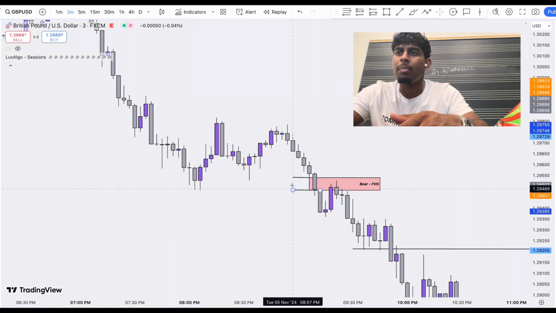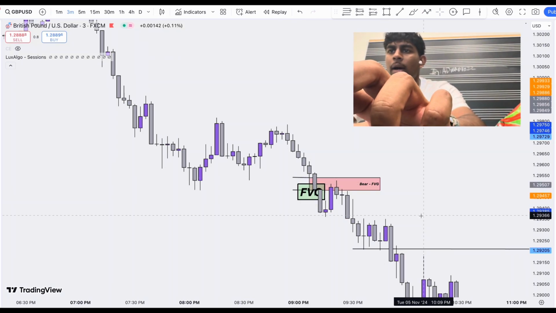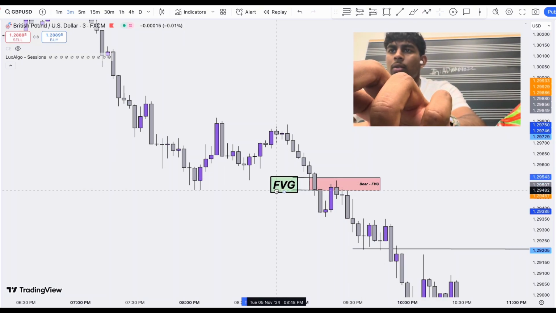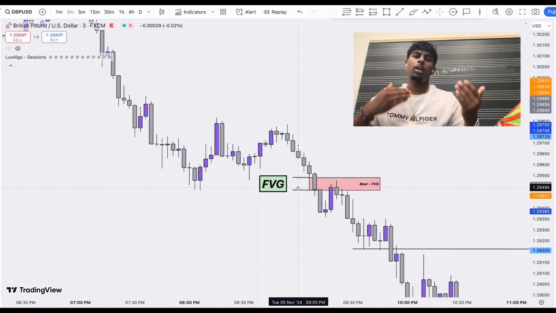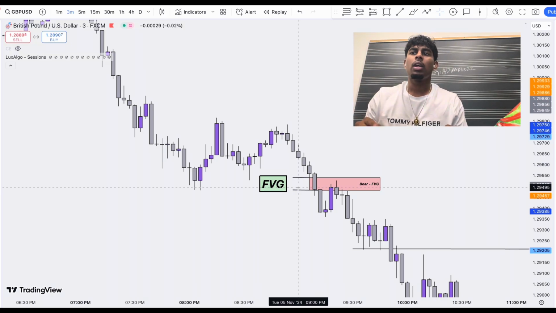So that's the gap that we call fair value gap, okay? Let me just put a text box in here. That's what we call fair value gap, all right? This is the gap that we call fair value gap right here. That's what a fair value gap is. And when a fair value gap is created on candles going down, it's called a bearish fair value gap. And when a fair value gap is created when candles are going up, it's called a bullish fair value gap.